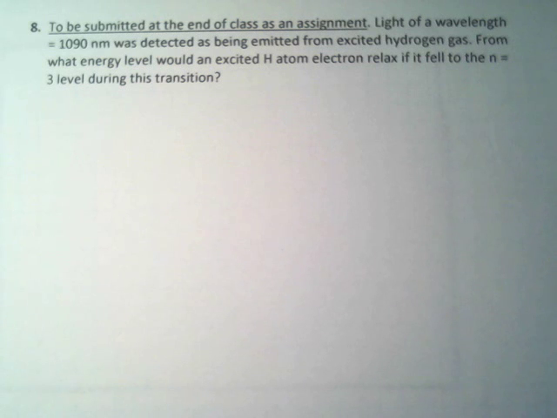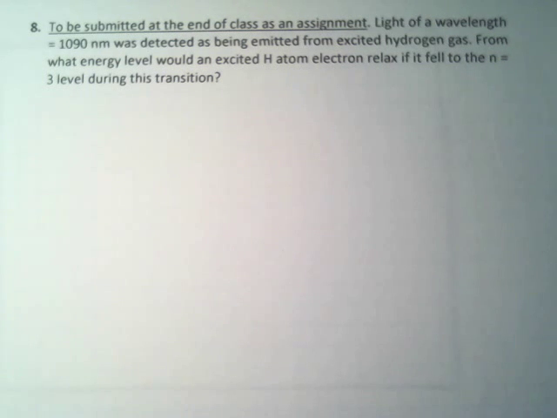So, light of a wavelength 1090 nanometers was detected as being emitted from excited hydrogen gas. From what energy level would an excited H atom electron relax if it fell to the third level during this transition? So let's sketch out what we know.